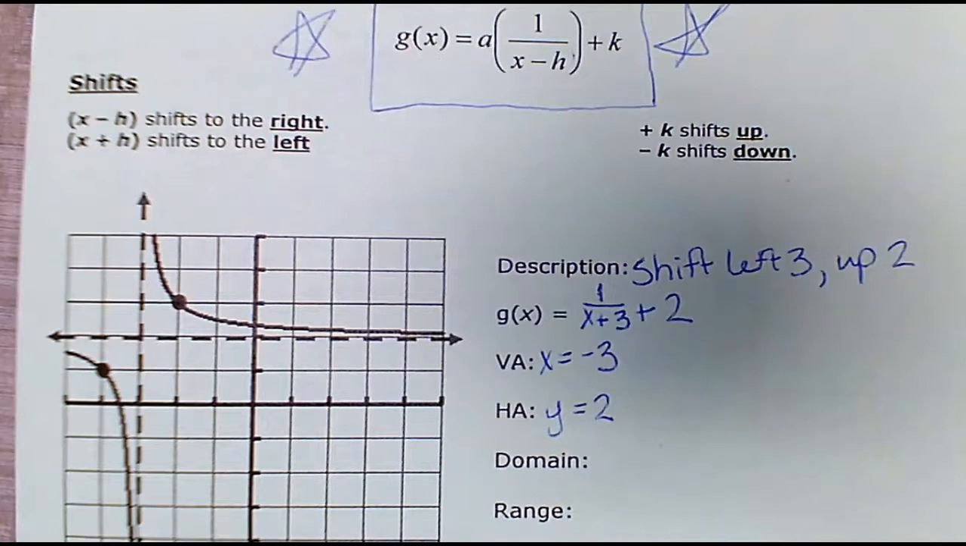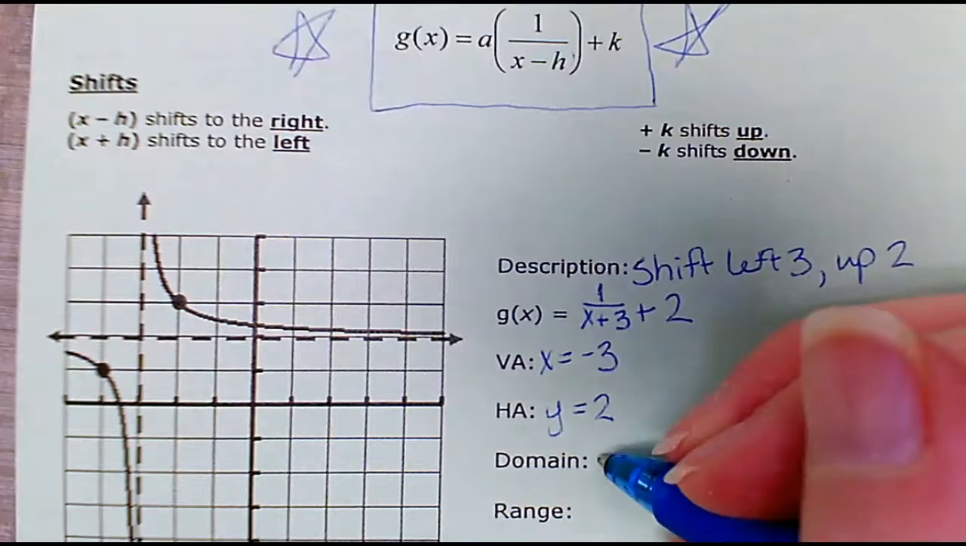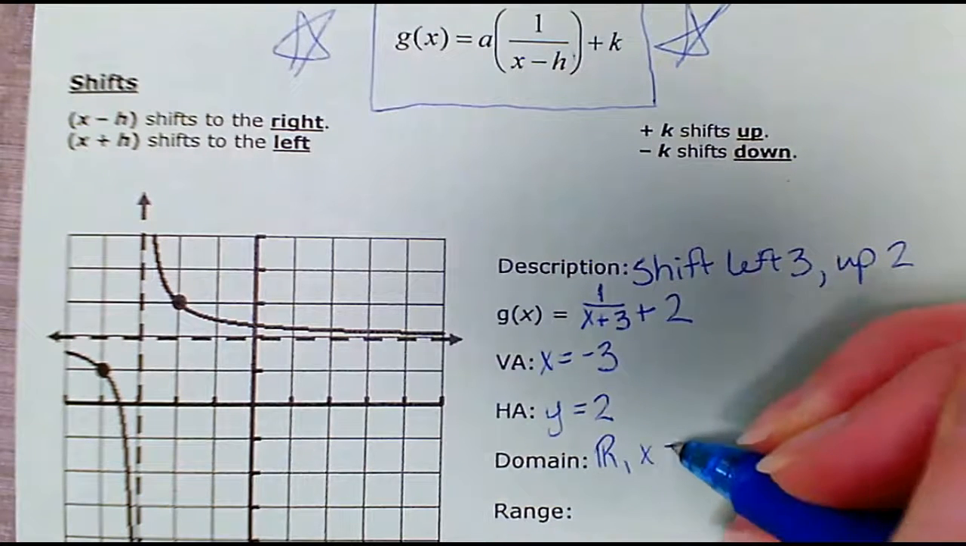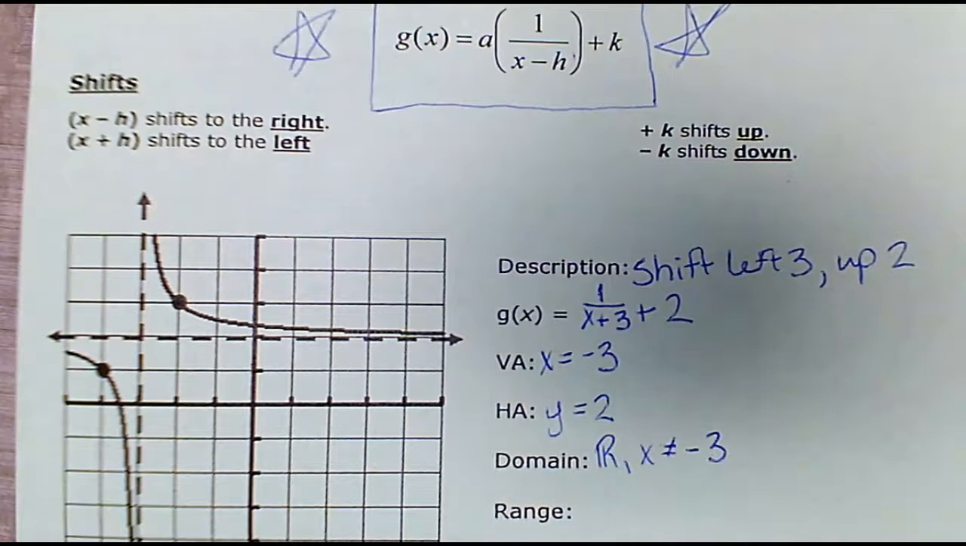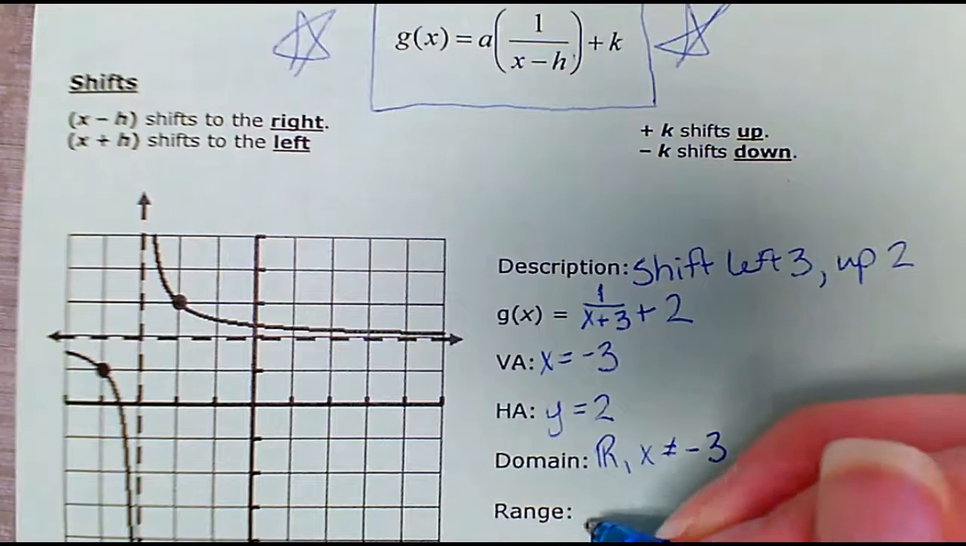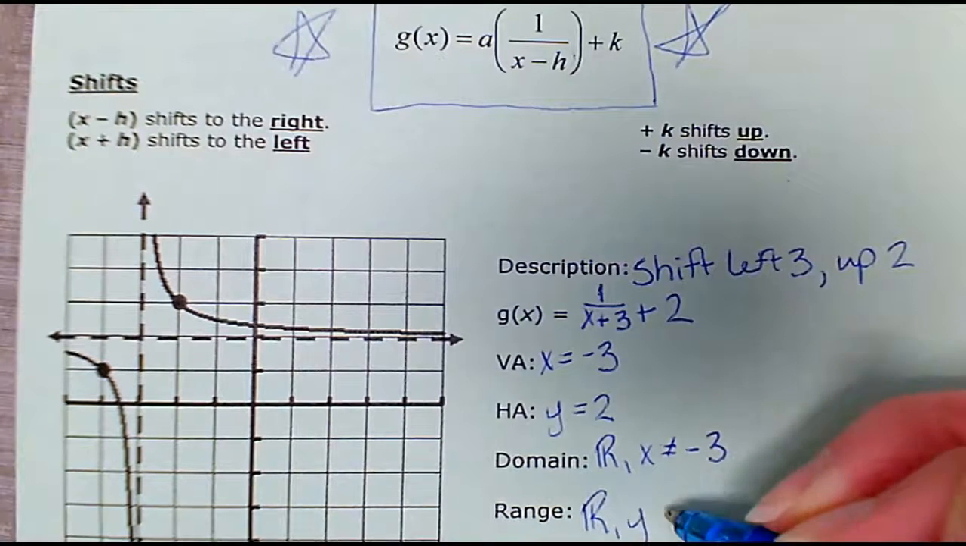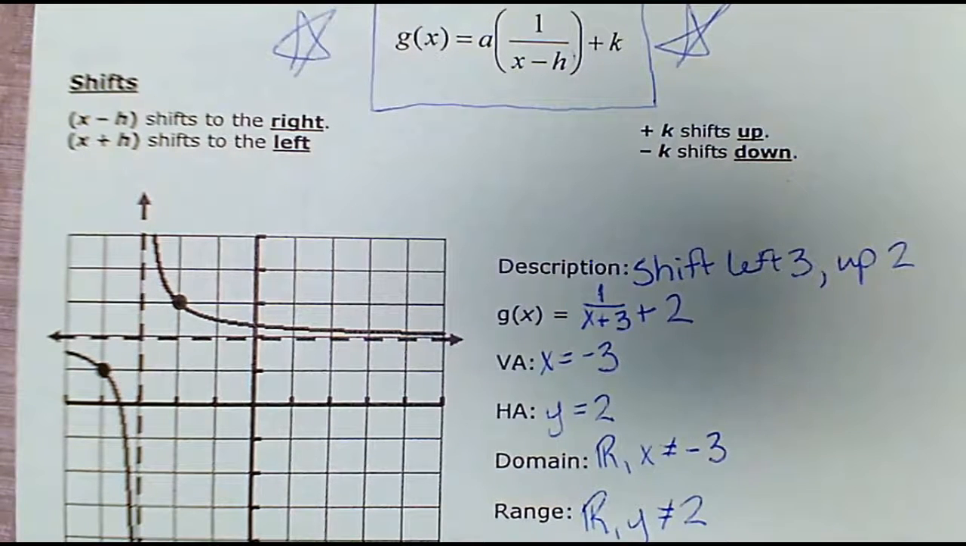So the domain. Ulissa, what did you get for your domain? X does not equal -3. Good. I like that you caught yourself. Can't equal that vertical asymptote value. And then the range, look and see what you put for the range. Jillian, what'd you put for your range? Y is not equal to 2. Good. That horizontal asymptote cannot have a value for the hyperbola. Very nice.